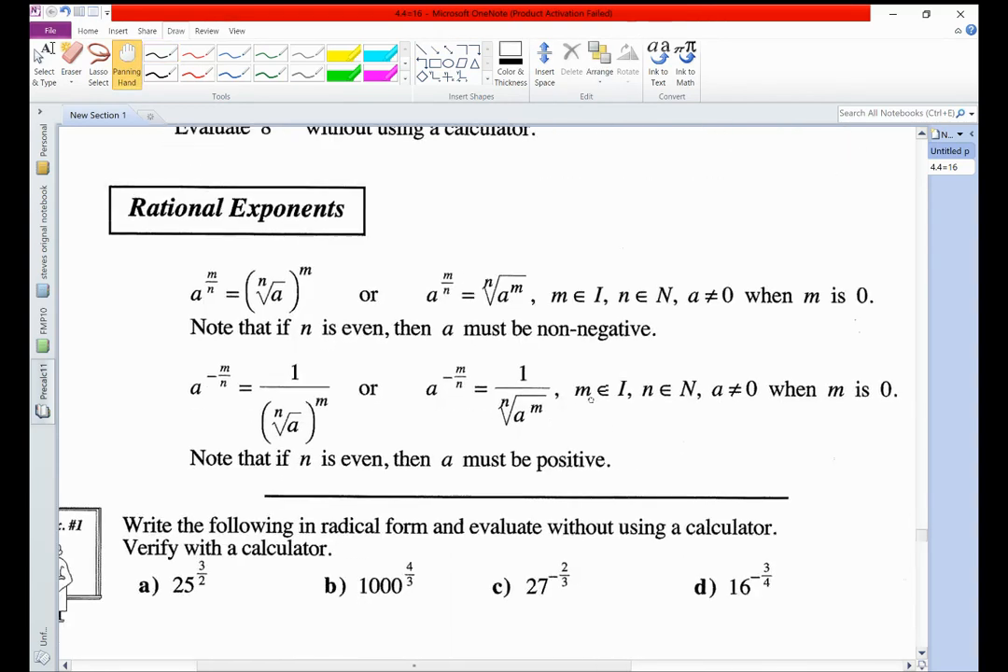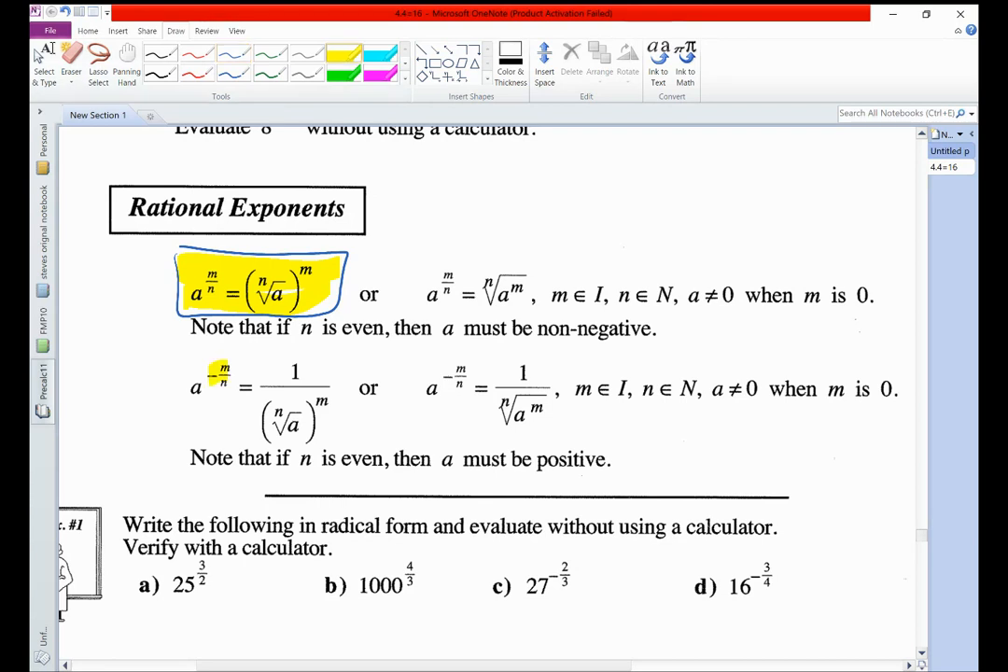So here is kind of a synopsis of what's going on. This is what we just talked about right here. A to the power of m over n is the same as the nth root of a all to the power of m. That's the law that we just looked at. And then it actually works for negative exponents as well.